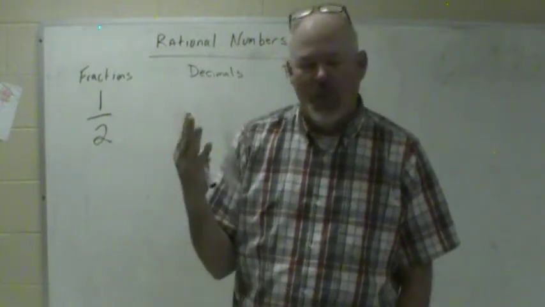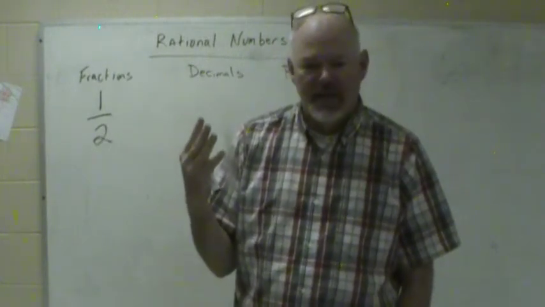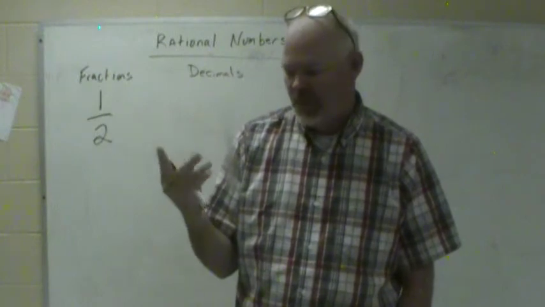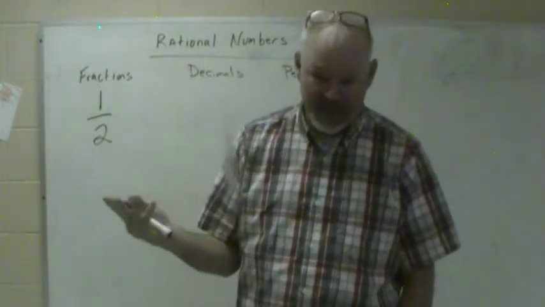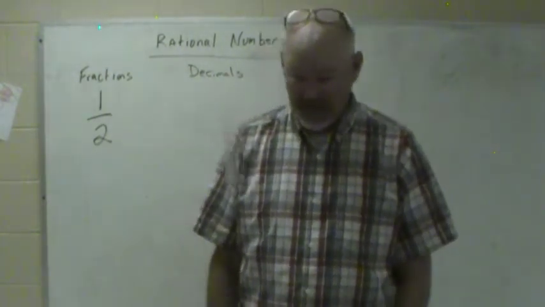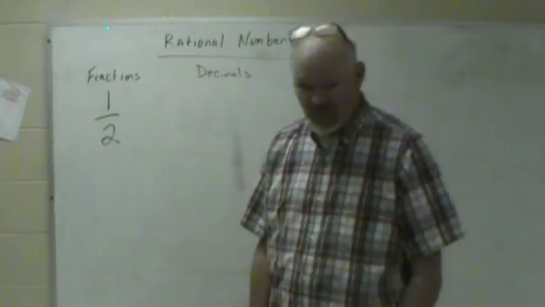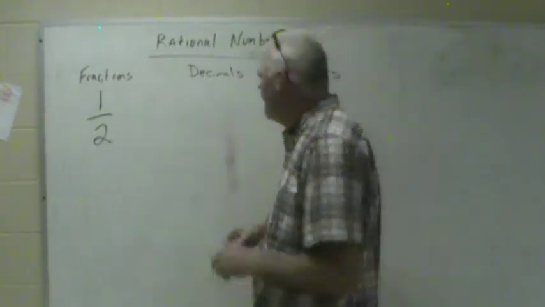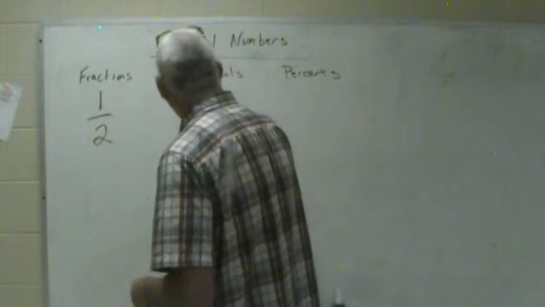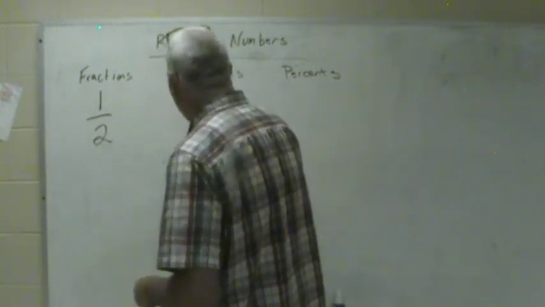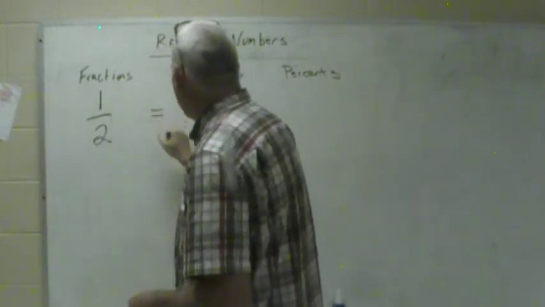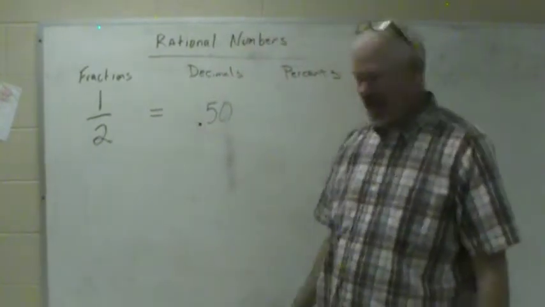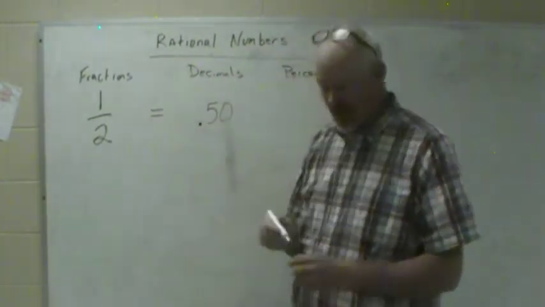Well, I know there's 4 quarters in a dollar, right? So half of 4 quarters would be 2 quarters. So 2 quarters is 50 cents. Half a dollar is 50 cents. We all know this, right? So if I wrote that as a decimal, that is 0.50. So that means 1/2 is the same as 0.50. It's the same number written a different way.